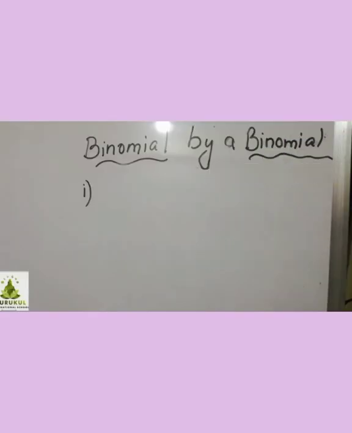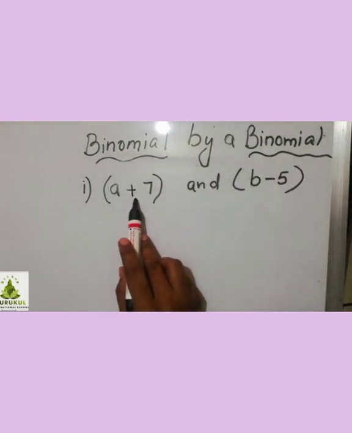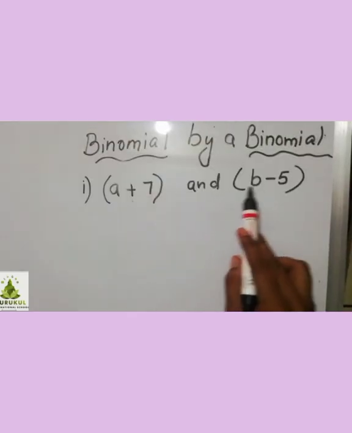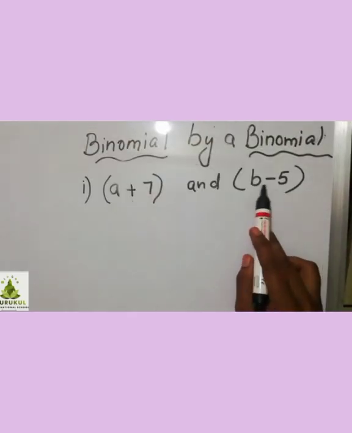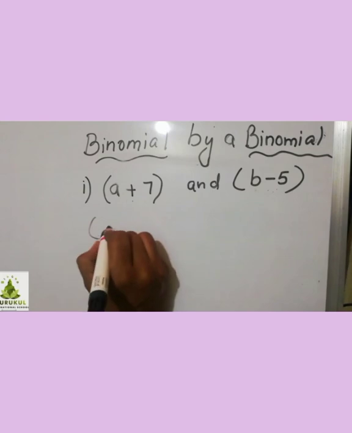In this video, we will see multiplication of binomial by another binomial. Is it clear to you? Here the binomials are a plus 7. This is the first expression, that is a binomial, two terms binomial, and the other expression is b minus 5. So first term, second term, two terms means this is also a binomial. You are going to multiply this. So how you will do it?